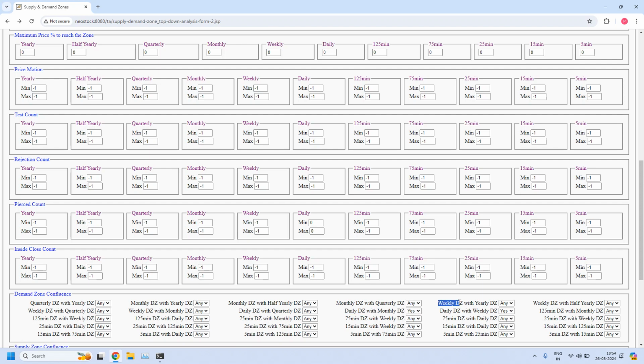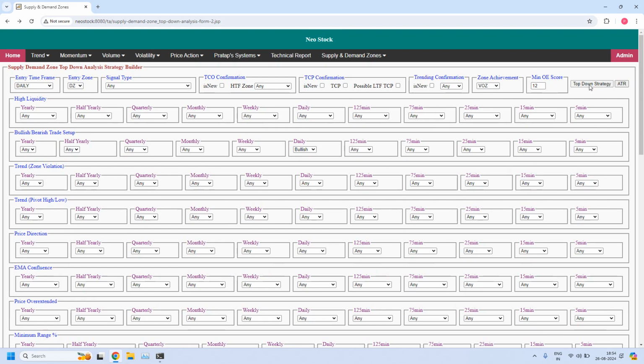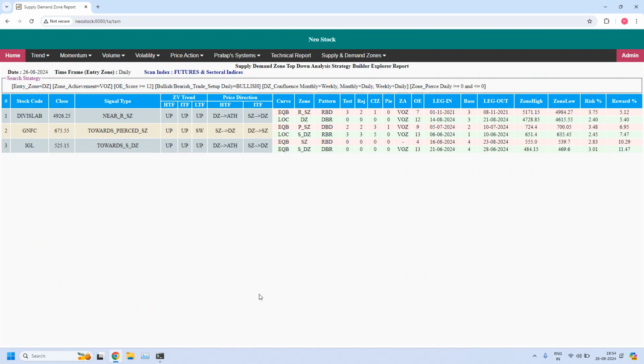And also weekly and monthly demand zone confluence is also enabled. With all the three zone confluence, I have filtered the stocks. 3 stocks are filtered. These 3 stocks are having all the 3 confluences.